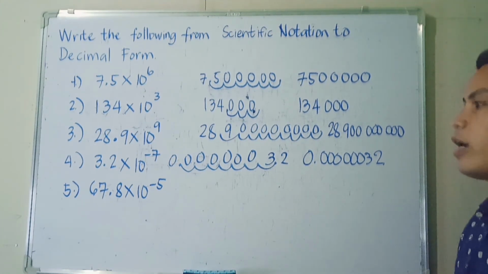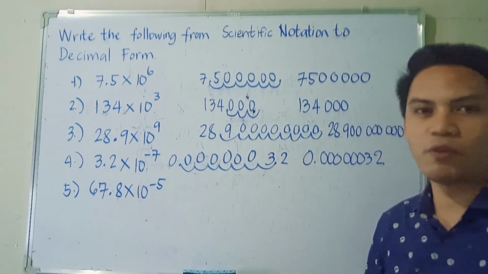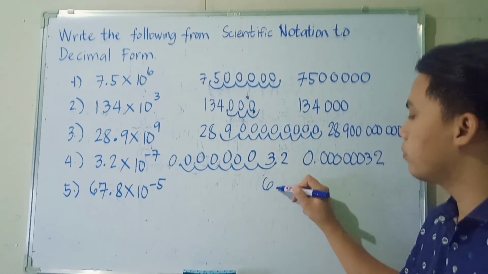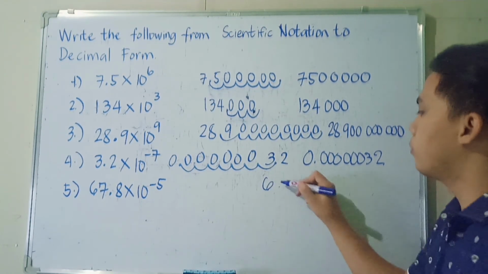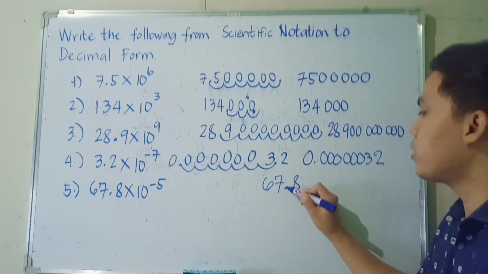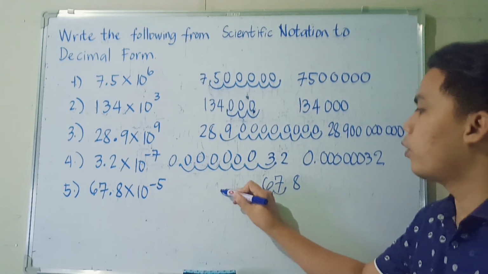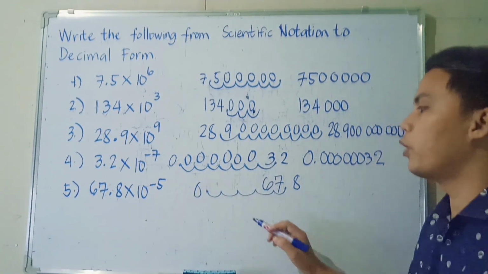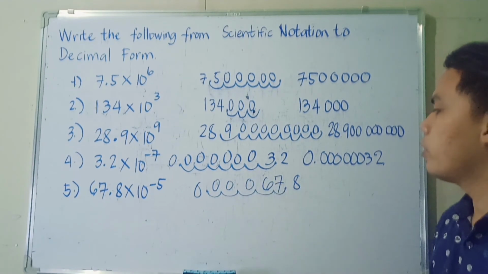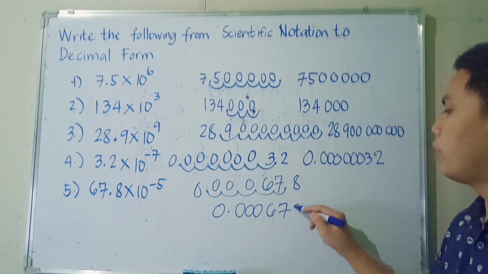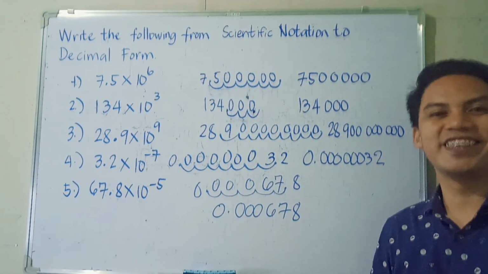Okay. Last example. We have 67.8 times 10 raised to the power of negative 5. So, again, lalagay lang natin dito. Okay, we're going to move from right to left 5 decimal places. 1, 2, 3, 4, 5. And for convenience, nilagyan natin ng 0 before yung decimal point. So the final answer would be 0. Tatlong zeros, then 678. Now it's your turn. Try to answer the following questions.